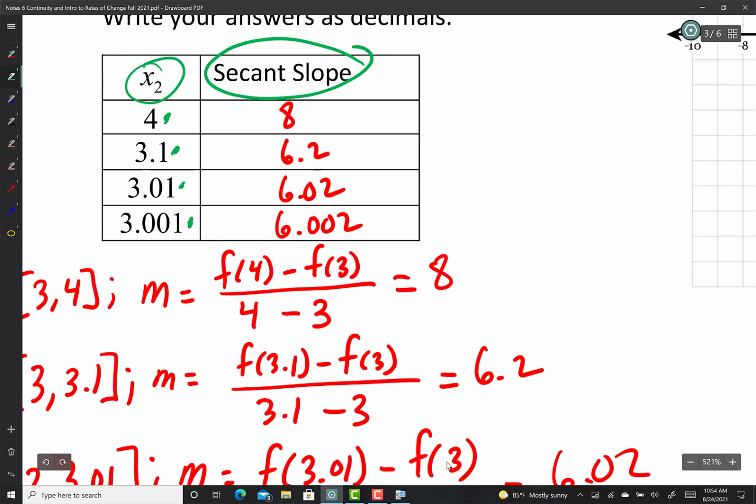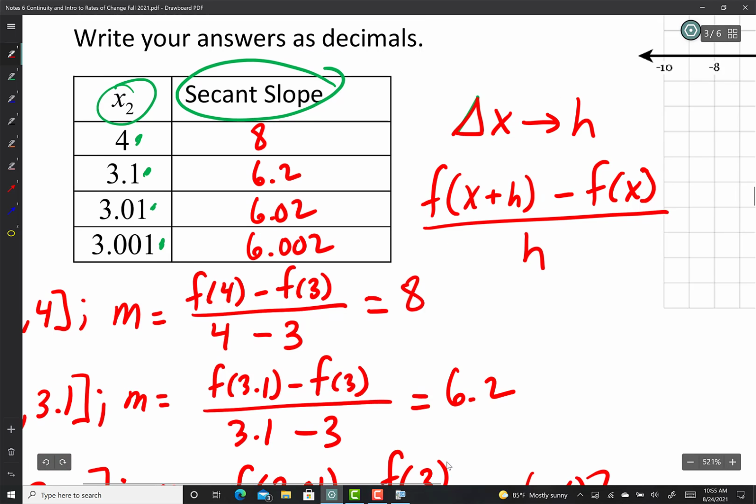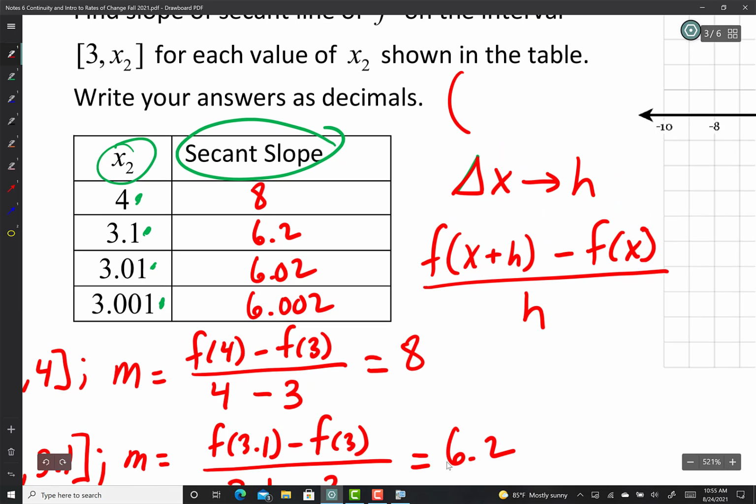Now, we're going to make a connection right now. Your change in x, we're going to call that h. Is that okay with you guys? Yes. So here's what we're doing. I'm going f of some x value plus h minus f of x over h. Relax. All I did right now is just this.